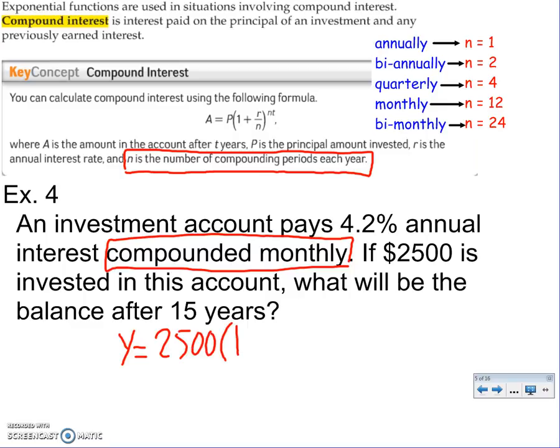Then 1 plus R. R is our interest rate as a decimal. So it's 4.2%. That's 0.042, or just move the decimal twice to the left. Over N, monthly is 12, to the NT. N is 12. Time is T. It said 15 years. All you do is type it in the calculator, you get your answer.